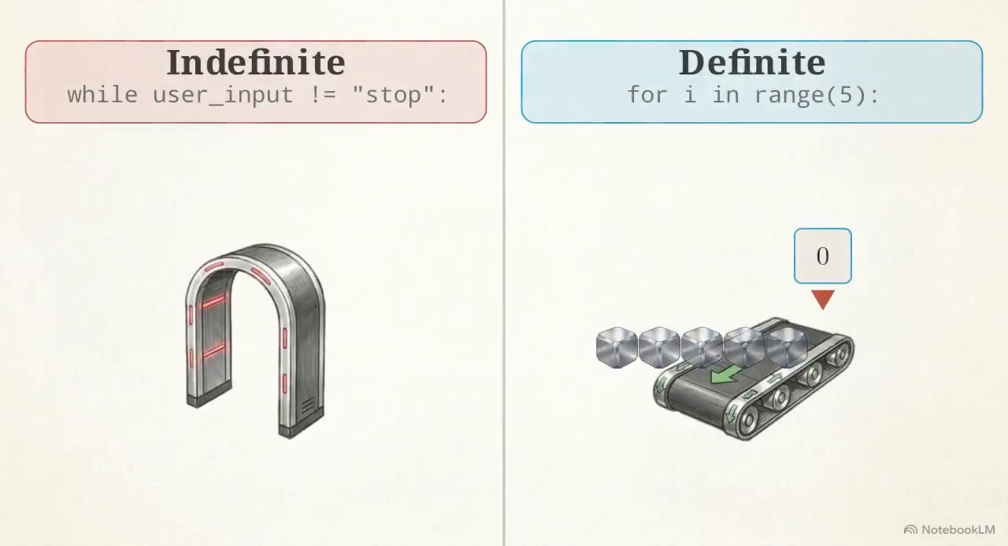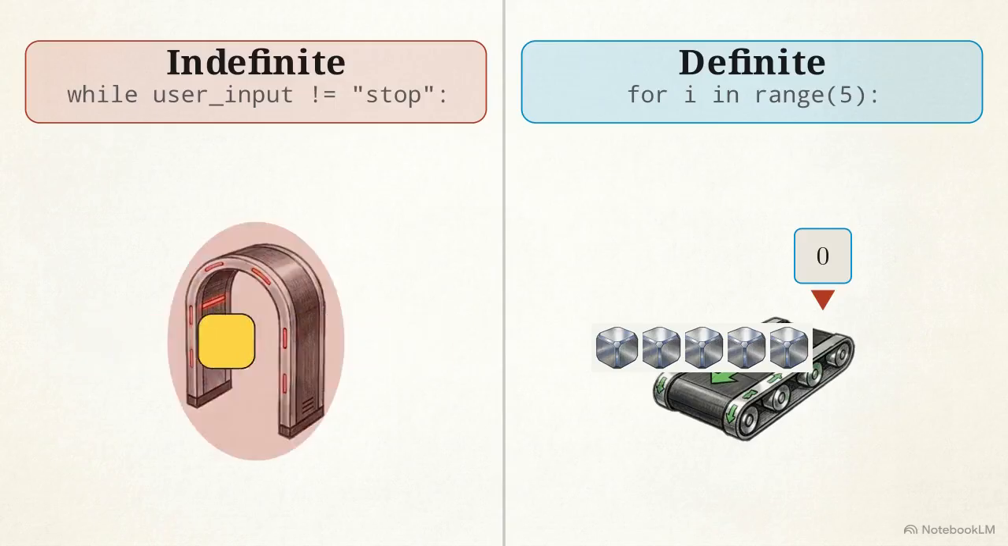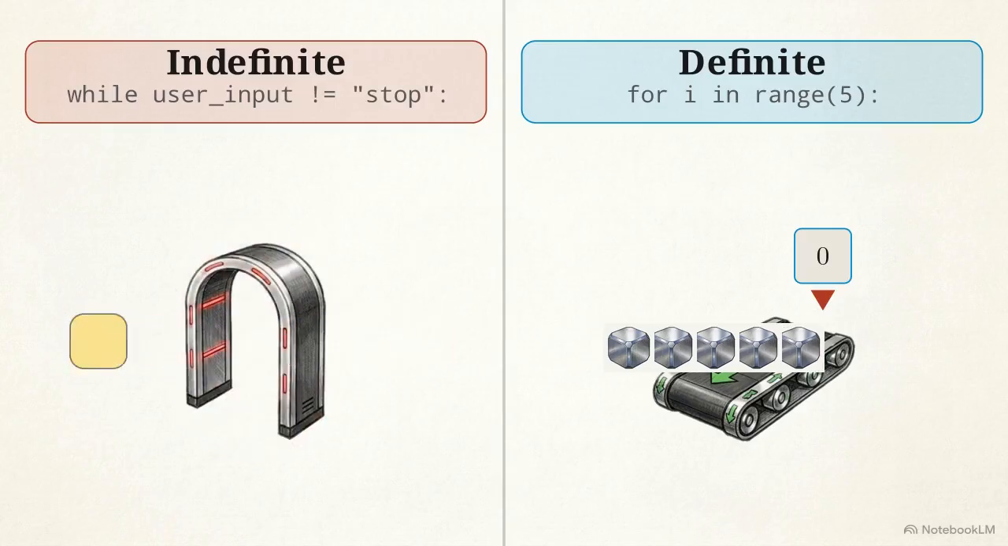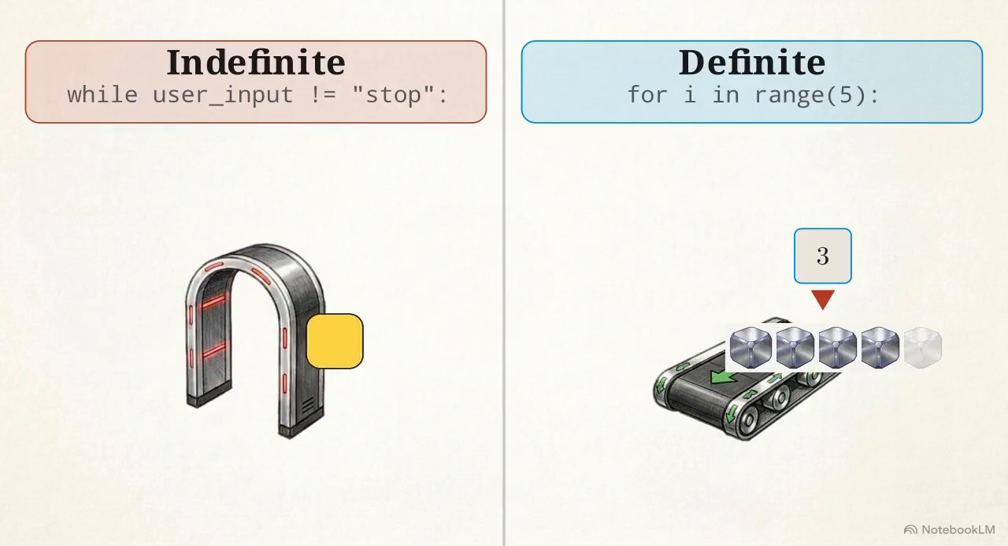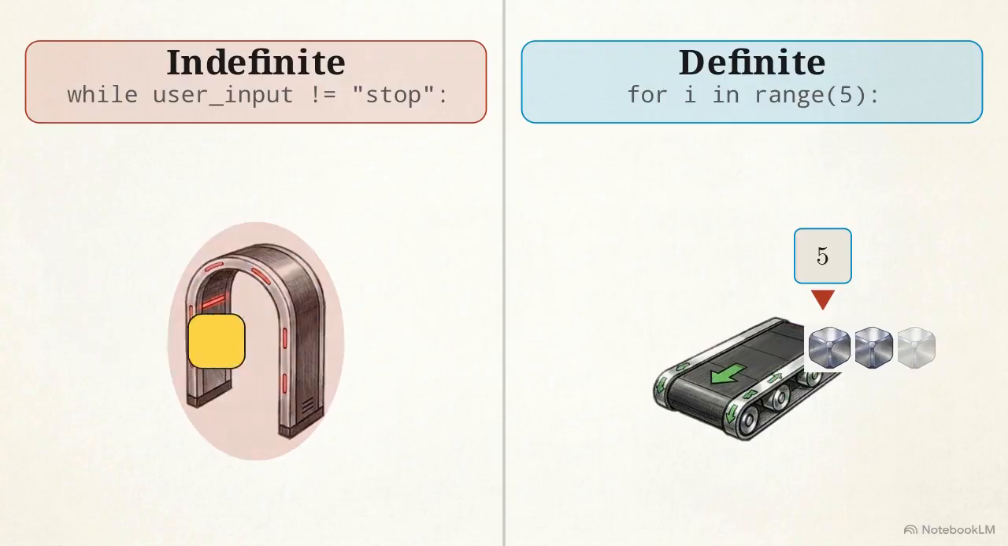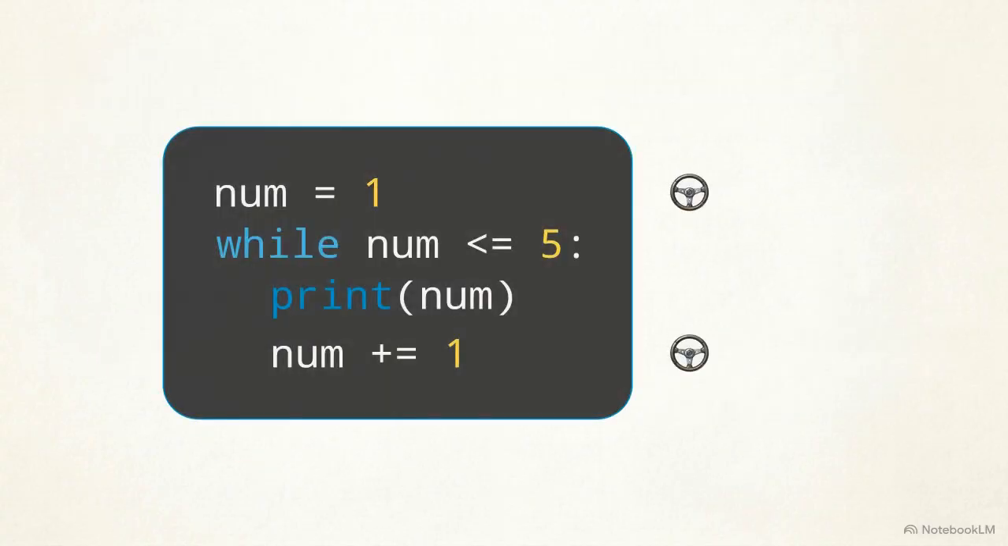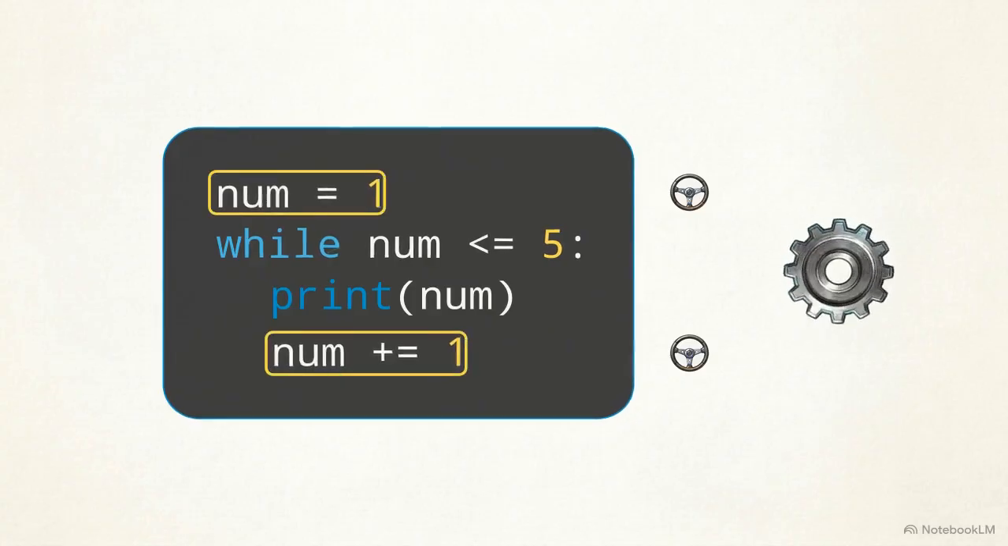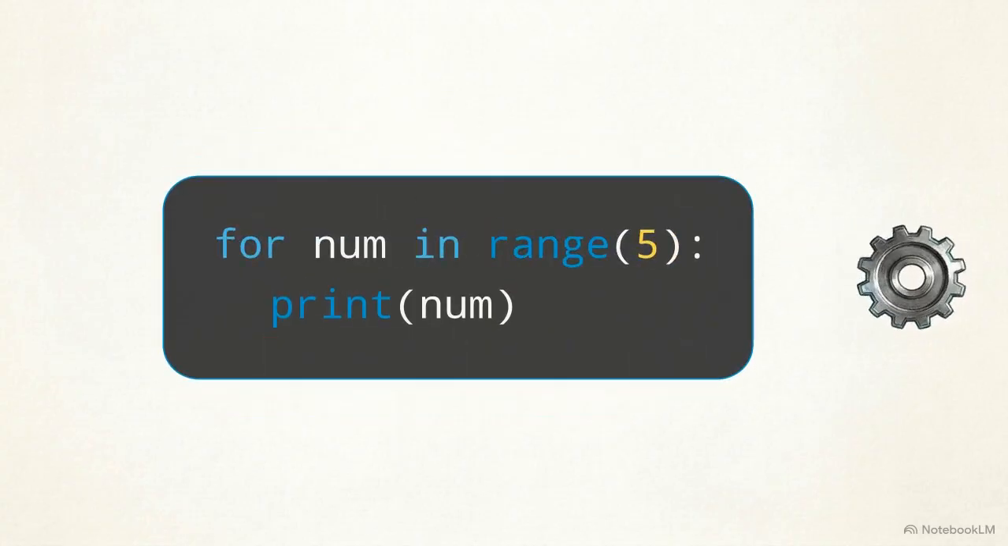Iteration comes in two forms. Sometimes you are waiting for a specific condition to trigger, which is indefinite. Other times you know the exact number of steps required, which is definite. For definite tasks, like printing 1 through 5, a for loop handles the heavy lifting. Python automatically takes care of the initialization and update steps for you.